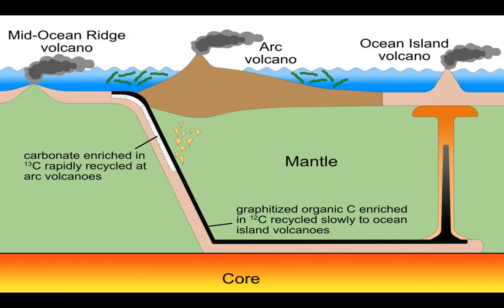The way that this carbon makes it back to the atmosphere is through volcanoes, where heat and pressure from the collision of tectonic plates allows this side of the carbon cycle to begin again.